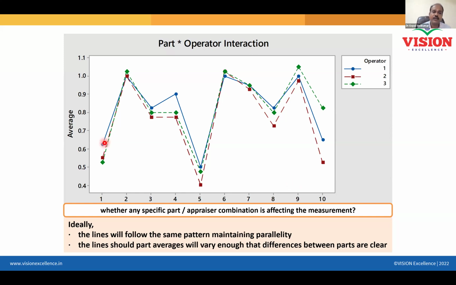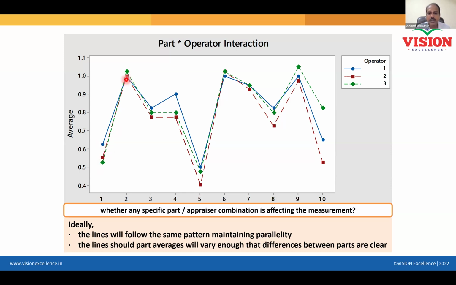You see here, blue color, red color, and green color. The blue dot represents the readings produced by operator 1. The red represents operator 2. Green represents operator 3. And see, all of them have measured the same thing only, but the blue one is on the higher side. Can you see here? And the green is on the lower side.